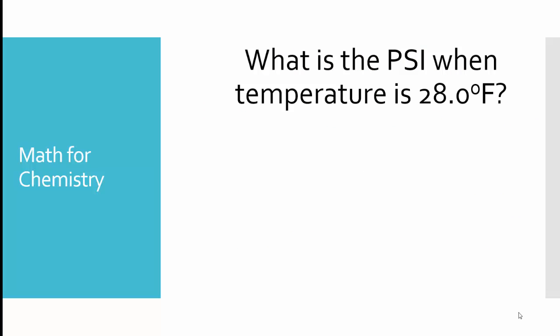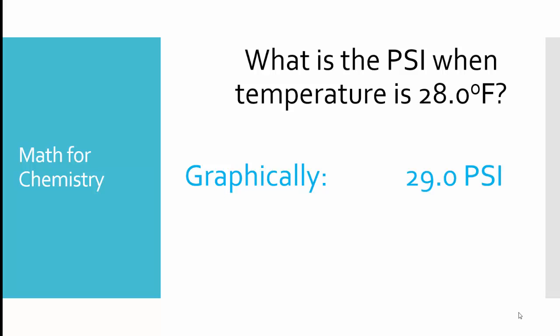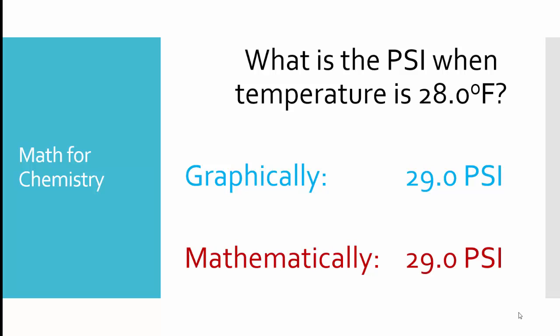So when the temperature is 28 degrees Fahrenheit, if you look graphically, you get a result of 29 psi. When you do it mathematically, it's 29.0 psi. I don't see how you get much closer than that. Frequently, there's a very slight difference between the two, but that's within experimental error. By the way, if you happen to do this for -13 degrees Fahrenheit, you will come up with 26.5 psi mathematically, which is the same as you got graphically.